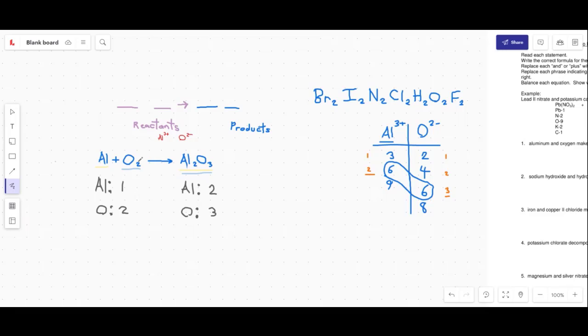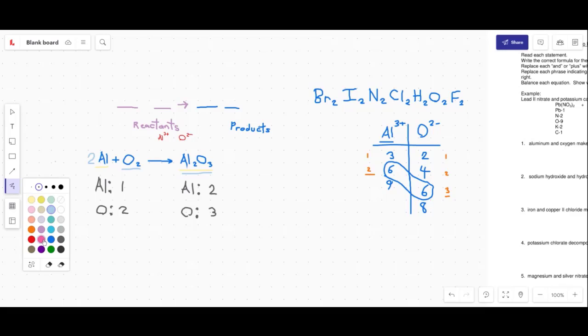Now when we balance, we can't change subscripts. We can't change the little numbers on the bottom here. We can only change coefficients. The coefficients are the numbers in front of the element, and those coefficients are multipliers. They multiply how much you have. So I have 2 on the right side for aluminum, and only 1 on the left side. So I'm going to go ahead and multiply this by 2.